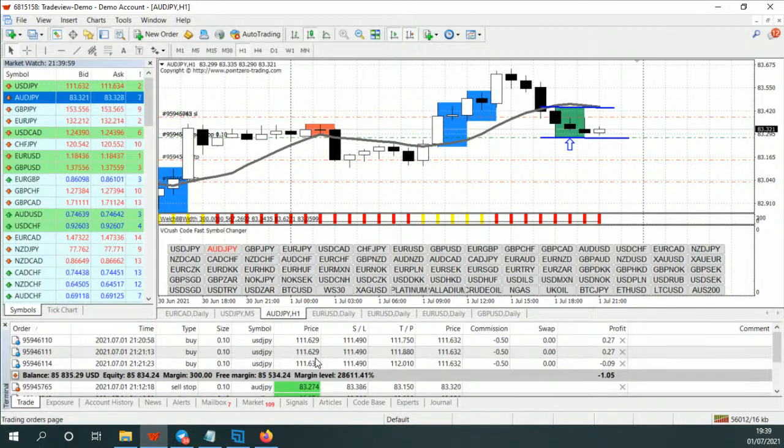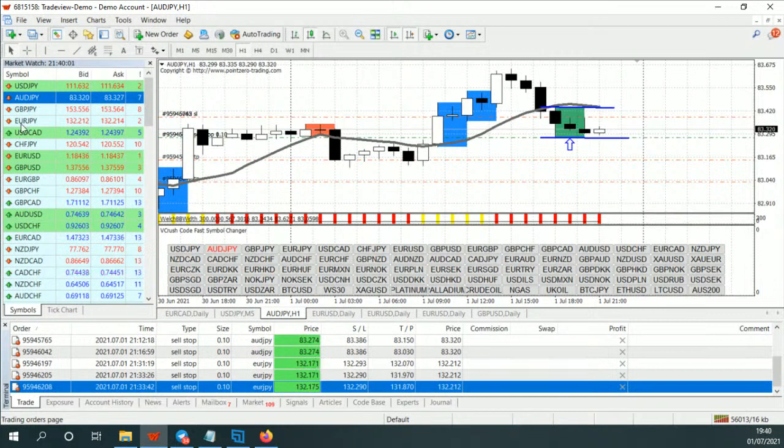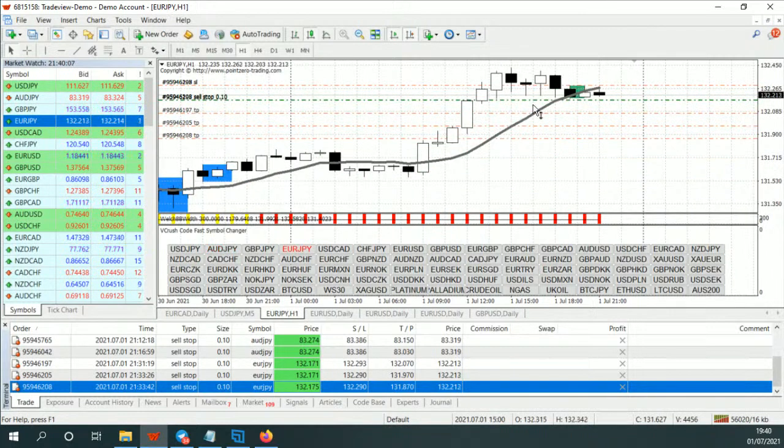So USDJPY, Aussie JPY, and the last one we did was the Euro JPY. We are waiting for the market also to breach our sell stop. Then we'll have 3 sell orders in the market.